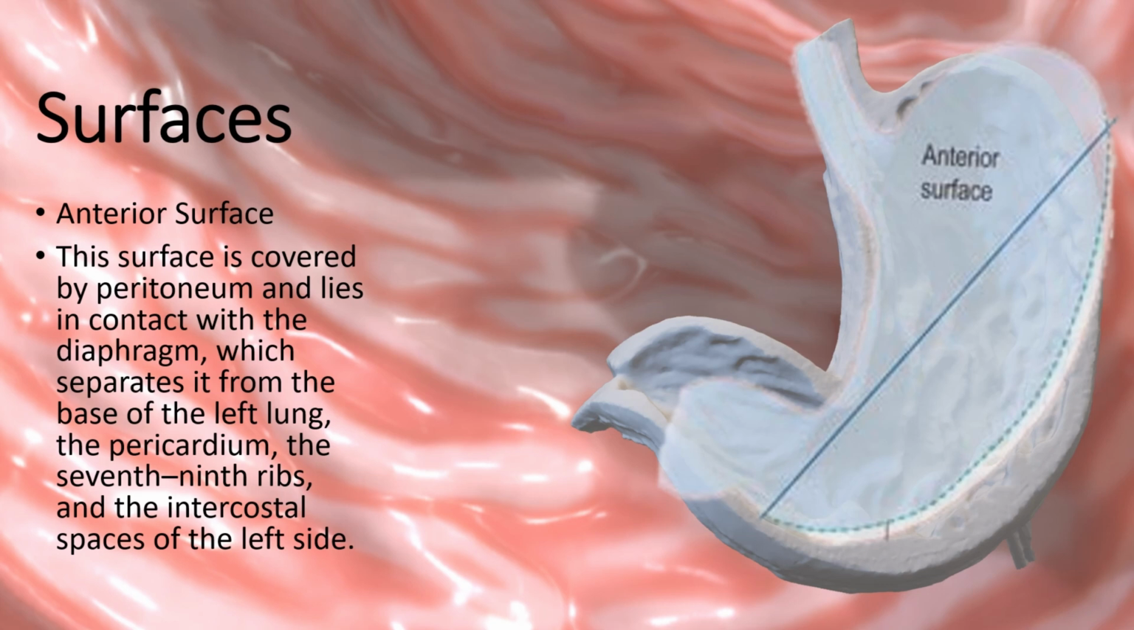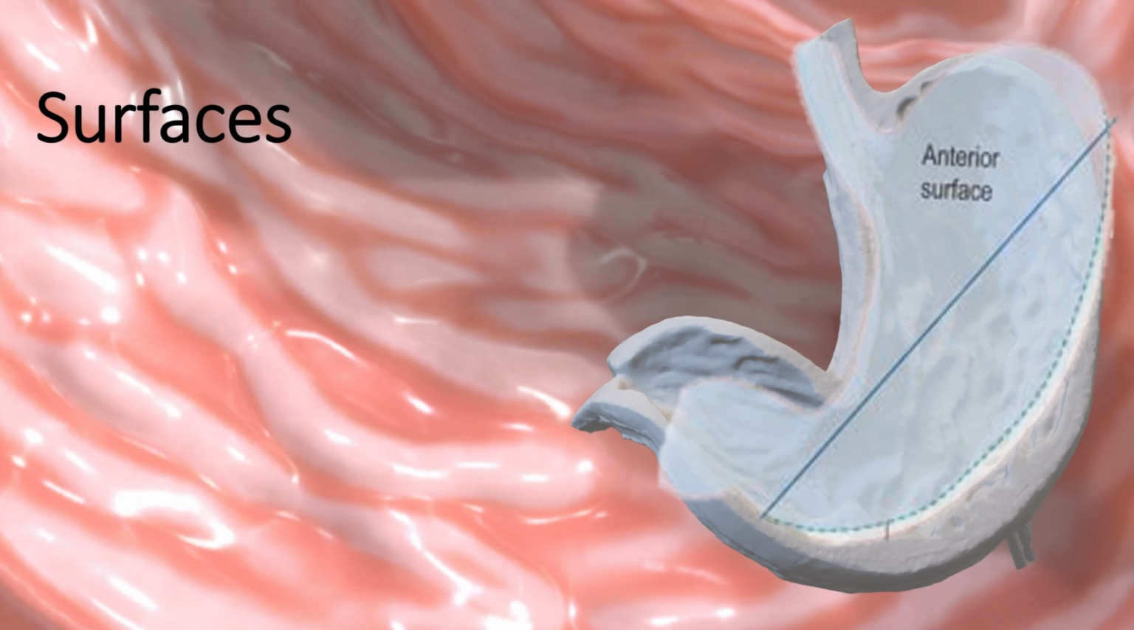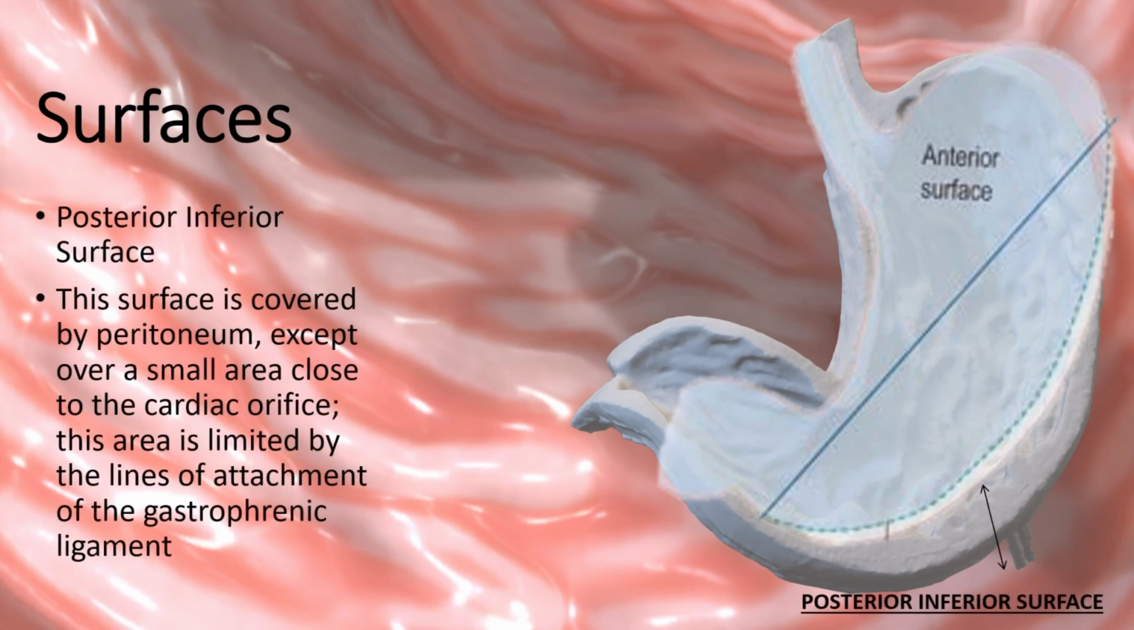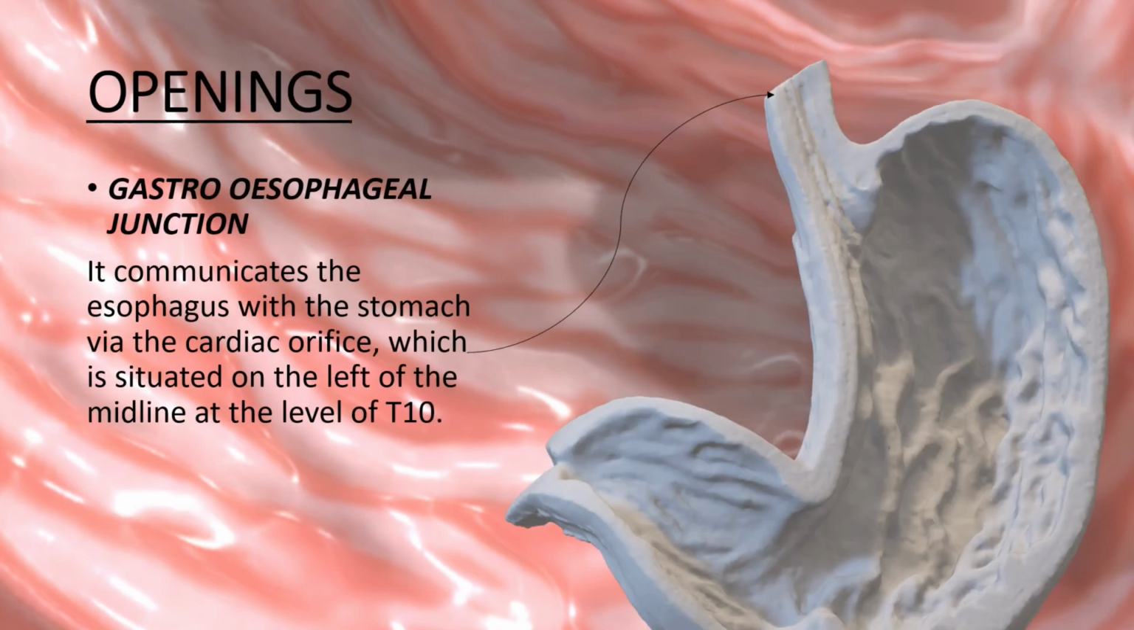Also, we have the posterior inferior surface that is covered by peritoneum, except over a small area close to the cardiac orifice. This area is limited by the lines of attachment of the gastrophrenic ligament and lies in relation with the diaphragm, and frequently with the upper portion of the left suprarenal gland. Other relations are to the upper part in front of the left kidney, the anterior surface of the pancreas, the left colic flexure, and the upper layer of the transverse mesocolon.